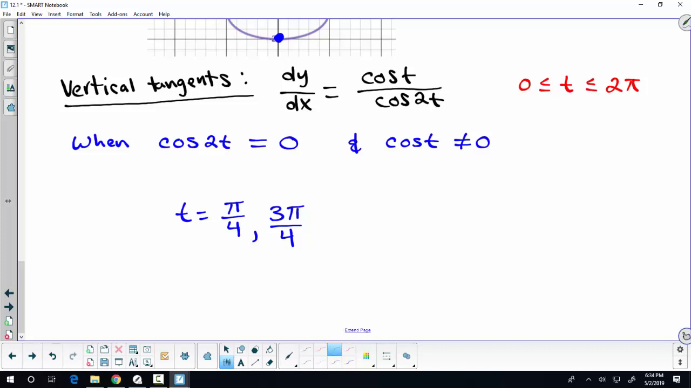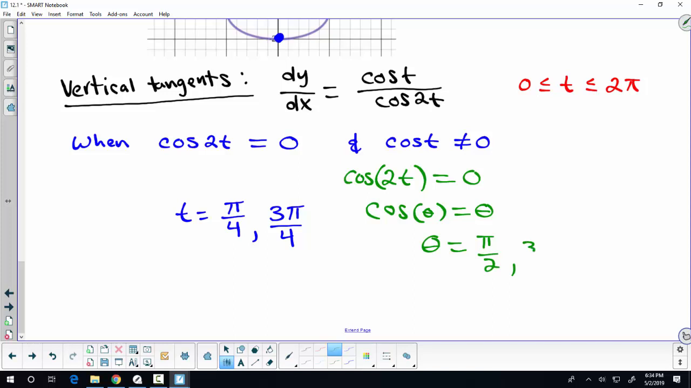So maybe the way you're thinking about this is we know the cosine of the argument is 0. So let's think of it this way. Cosine of 2t is 0. That's the same thing as asking when does the cosine of theta equal 0, when theta equals pi over 2 and 3 pi over 2. Oh, 0, yeah. Sorry, I said 0, but I wrote.